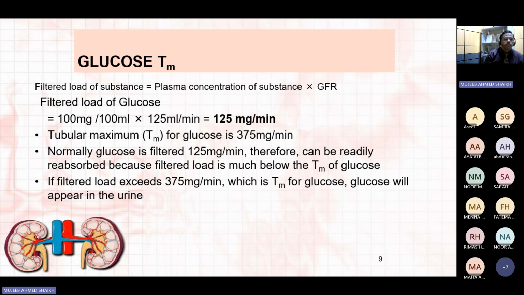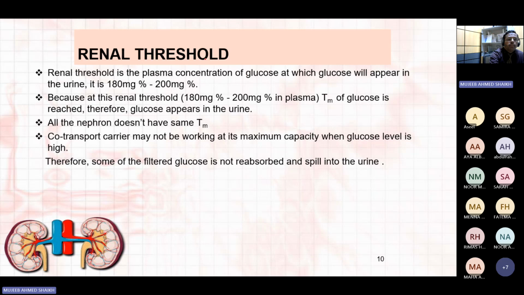We will come to that second. This is the one which I just told you, the calculations. If 100 milligram is the sugar level and 125 is the GFR, and the tubular maximum is 375, it will all be absorbed. Now comes the role of renal threshold.